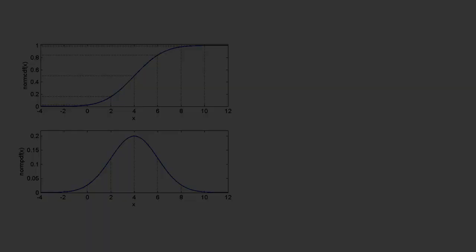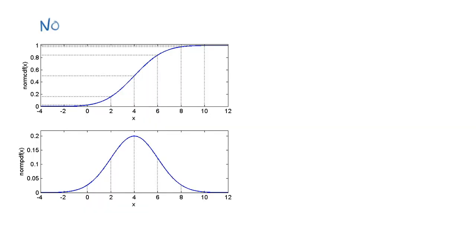Because of the central role that the Gaussian distribution plays also in finance, we will analyze its properties in some detail. Let's now describe some properties of the normal cumulative distribution function, normcdf. Consider a random variable capital X that follows a normal distribution of parameters mu and sigma.